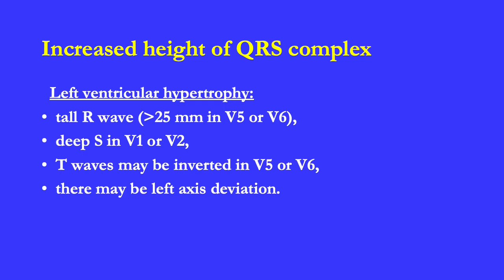Increased height of the QRS complex, that is the QRS is too tall, is seen in left ventricular hypertrophy. There is a tall R wave that is greater than 25 millimeters in the left chest leads V5 or V6, a deep S in the right leads V1 or V2, and the T wave may be inverted in V5 or V6, and there may be a left axis deviation.